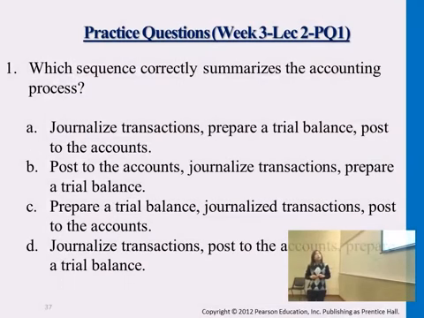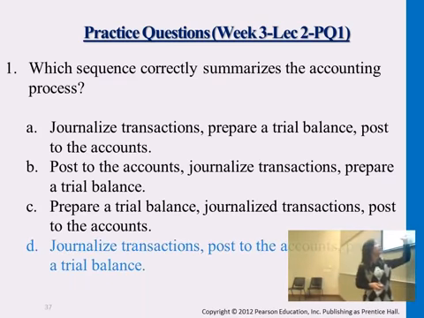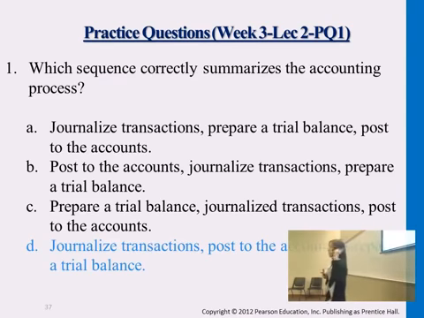Now, the sequence of summarizing the accounting process. Which one mirrors it? D. We journalize transactions as activities happen, post them to accounts, and prepare a trial balance. Of course, this continues later to completing the worksheet, doing financial statements, closing the entries, and then you have the final balance, and then you start from the beginning balance again, journalizing the transactions. This is the process in chapter 3, but later on we expand it in chapter 4.